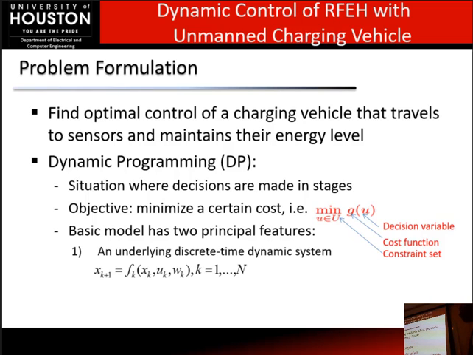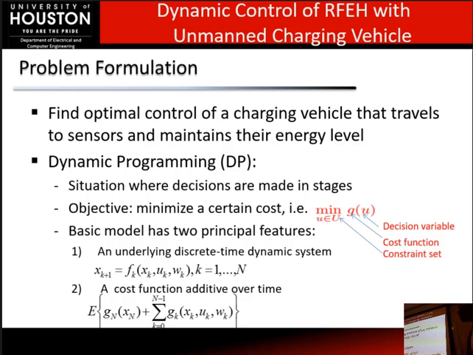Our model has two features. The first one is a discrete time dynamic system where the next state, xk plus 1, is a function of the current state, the action to be taken, and some random noise. The physical meaning for that can be, let's say, the energy that is used for processing the information and transmitting to the access point. Then we have a cost function where the cost that we incur by doing this algorithm is additive: the terminal cost plus the cost of the previous steps. Because of the presence of this random variable wk, this cost cannot be determined exactly, so it has to be estimated.